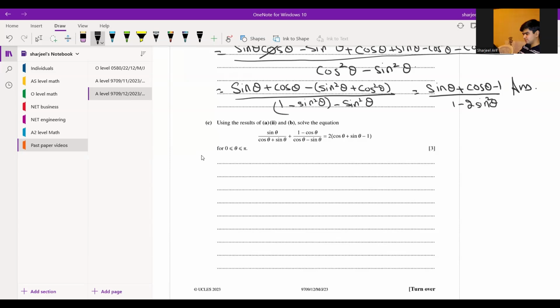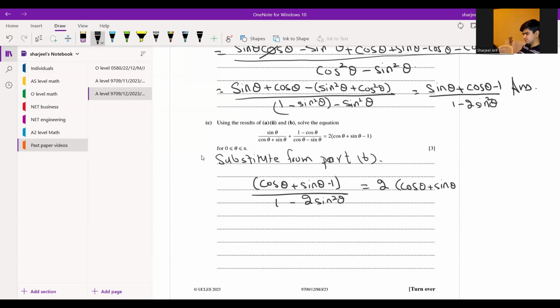For part C, we have to solve the equation with the help of the previous two parts. So for the left hand side, we have to substitute the value from part B. So the left hand side will be equal to cos theta plus sin theta minus 1 divided by 1 minus 2 sin square theta, and the right hand side will remain the same. So when we substitute them, we can cancel these two now.